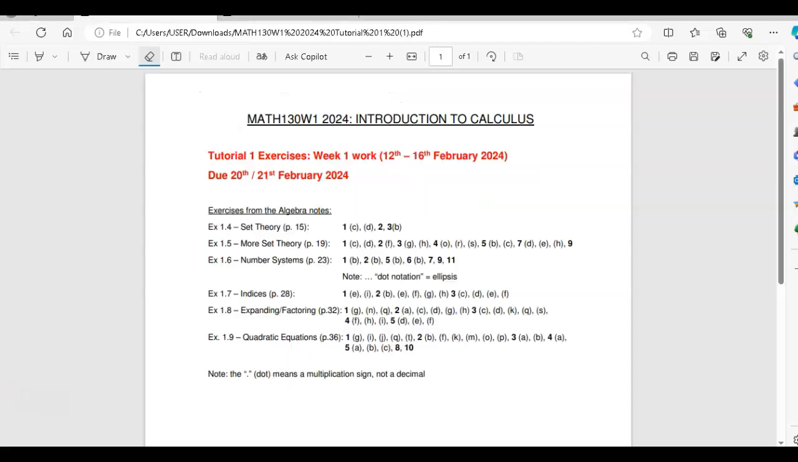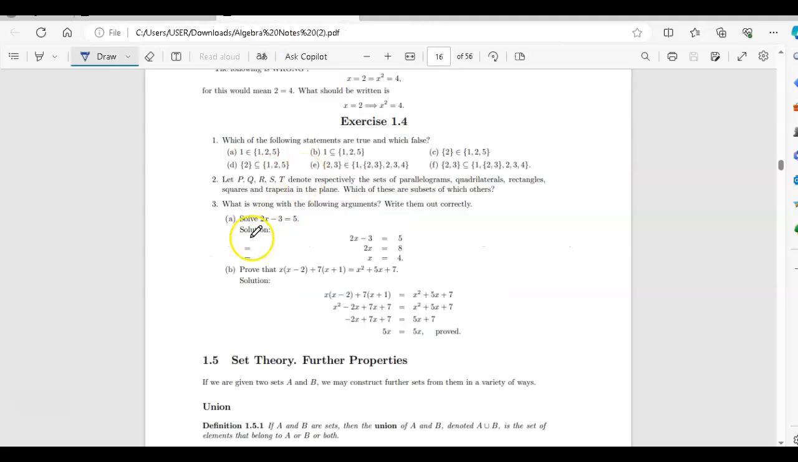Okay, for the next one, that's 3B. 3B: prove that this is equal to that. It gave you a solution over here, but there are different ways of proving it.